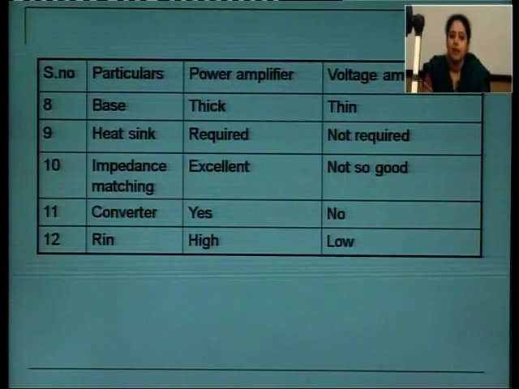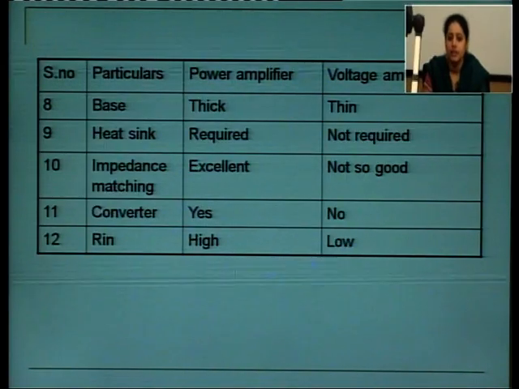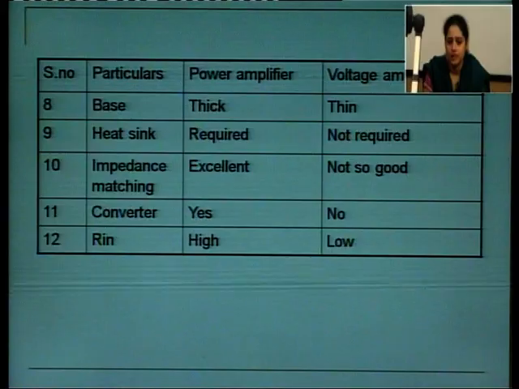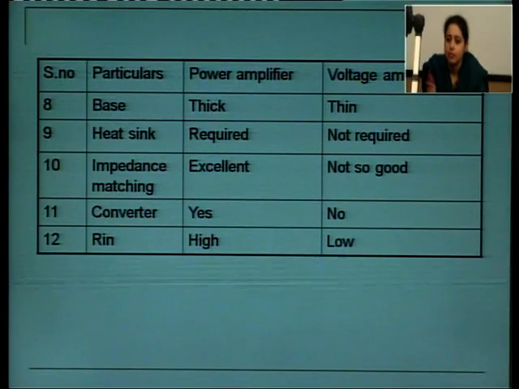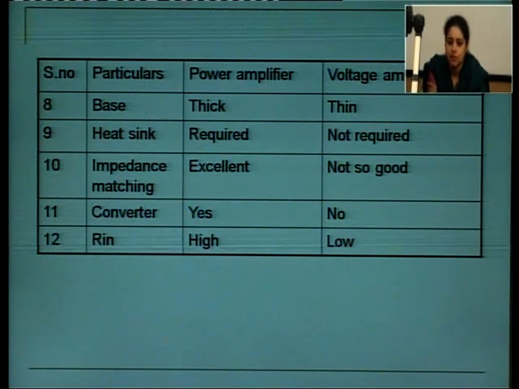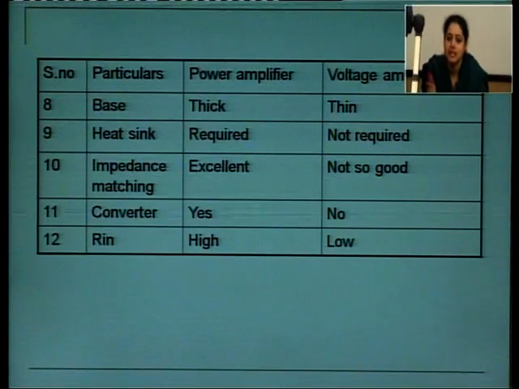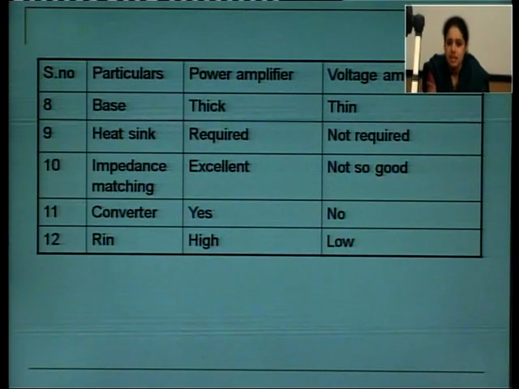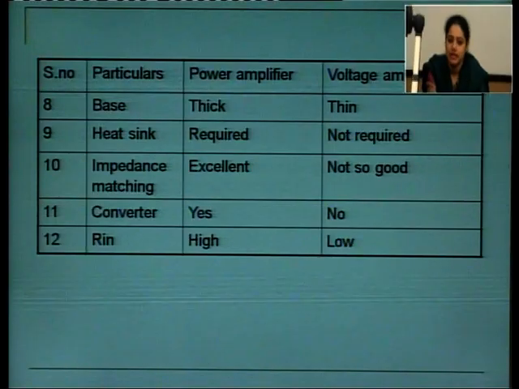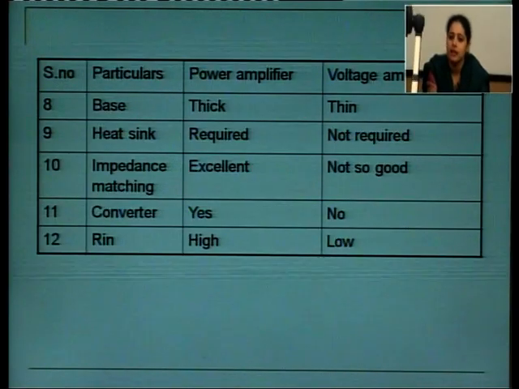The base for the power amplifier is thick. As you have to deal with larger signal values, the base has to be thick. In the case of voltage amplifiers, as they have to deal with low signal values, the base is made thin. The heat sink is provided in the case of the power amplifier. It has to deal with higher current, so more dissipation is there. So a heat sink is a requirement in the power amplifier, whereas in the voltage amplifier the heat sink is not a requirement. The impedance matching in the power amplifier is excellent as we have transformer coupling employed.